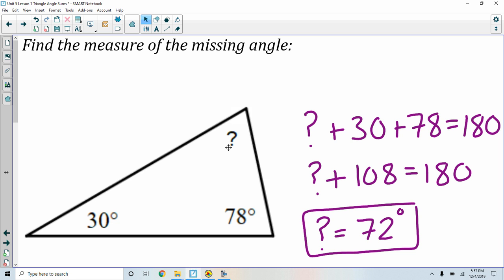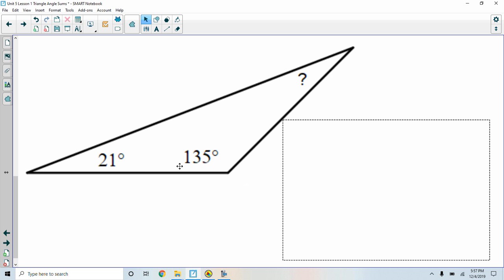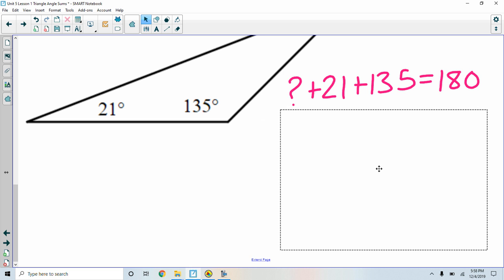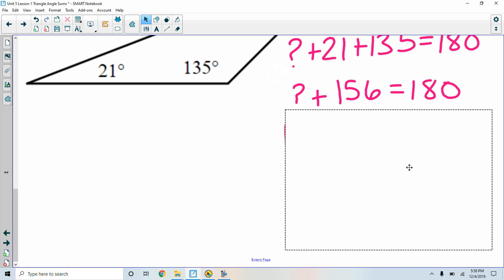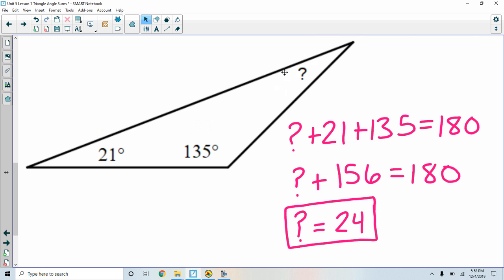Again, this is something you could probably do really quickly in your head, but it's good to get used to writing the equations for when this gets more complicated in about a minute. Same idea here. The triangle looks different, but we can still do the same thing. If we know two angles in the triangle, we can always find out how big the third one is, because all three of those should add to 180. And I can simplify and solve to find that missing angle measure to be 24 degrees.